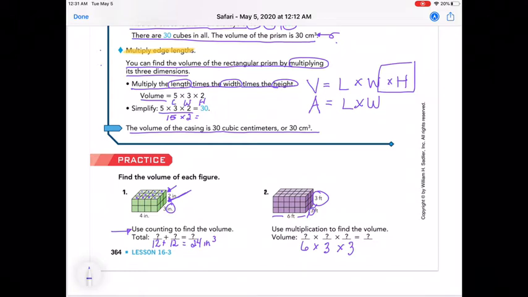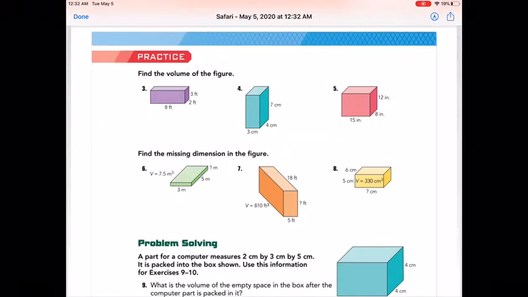Well, why don't we do 3 times 3? That's 9. 6 times 9 equals 54. 54 what? These are feet, so 54 feet cubed. Okay, so here we've got our directions saying find the volume of the figure.